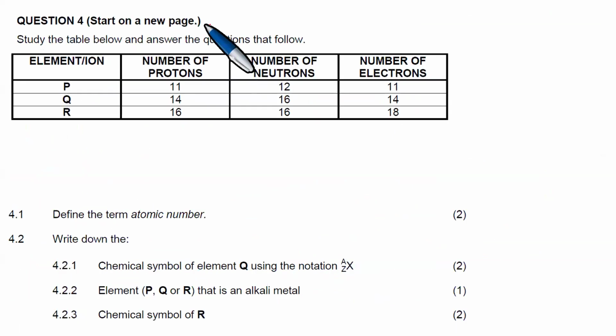Okay, let's look at question 4. In question 4, I want you to study the table below and answer the questions that follow. There are a couple of elements here, or it can be an ion, so the examiner is saying it can either be an element or an ion. The number of protons are 11, 14, 16, the number of neutrons are 12, 16, 16, and the number of electrons are 11, 14, 18. Now, we answer the question.